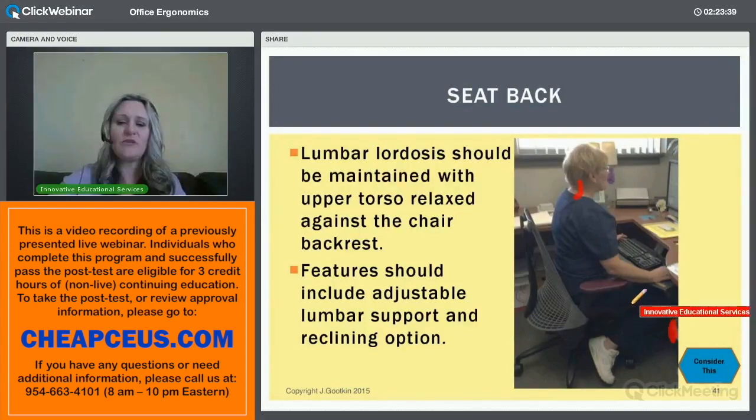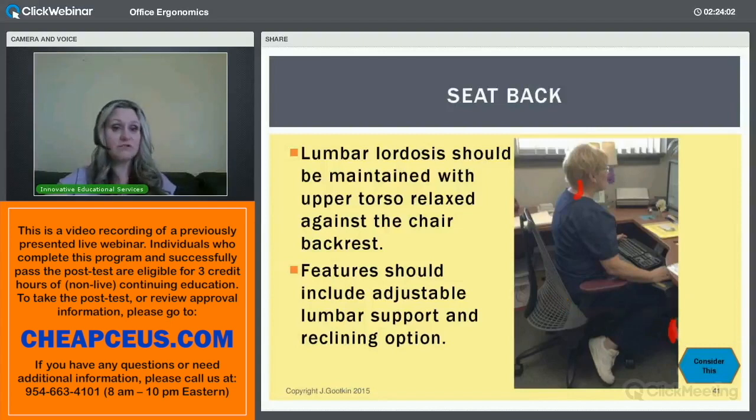She's also scooted very far forward. She's not utilizing this lumbar support on the chair. So that's going to place additional stress on the back. So again, the chair could be great. I actually picked out this chair and it has everything it needs for this individual. But it's not being utilized. So we need to educate our patients on the need to utilize that lumbar support and have themselves scooted all the way back to take the strain off of their back.